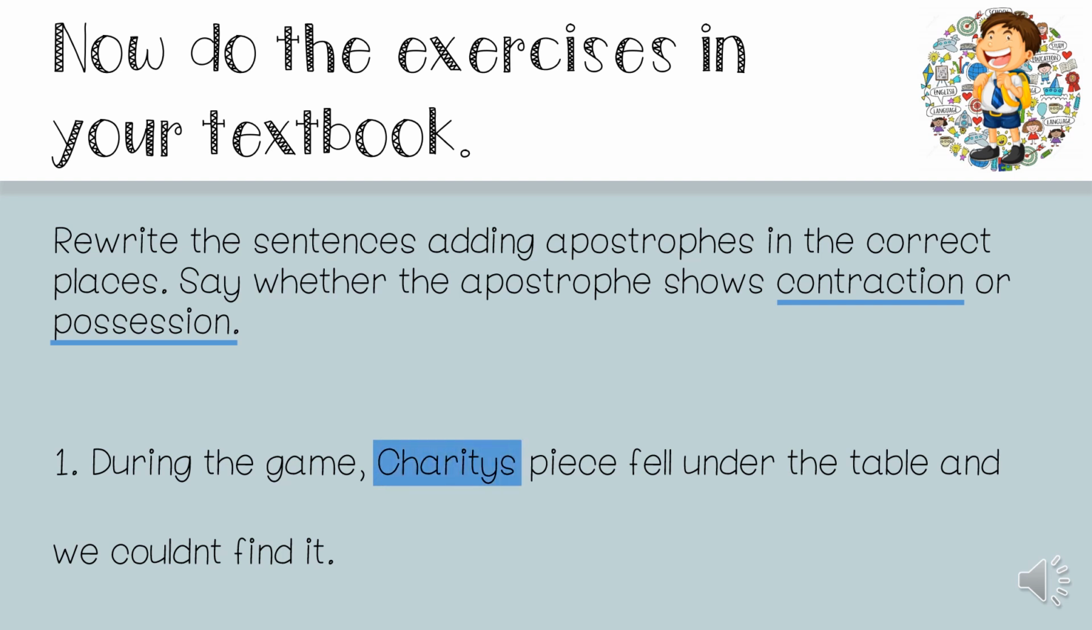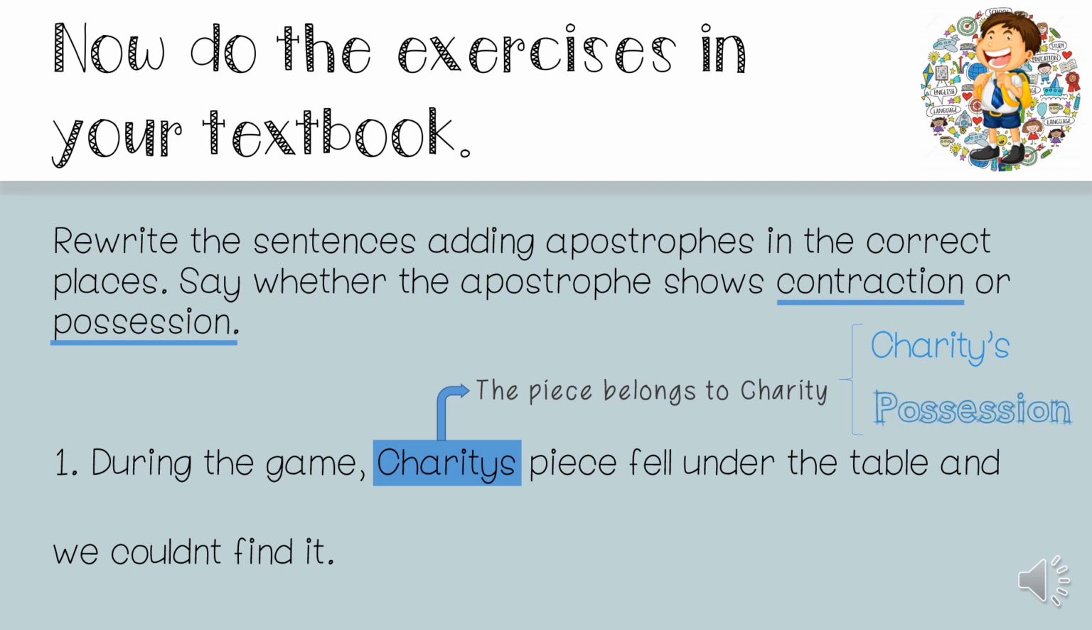The first word, Charity's. Charity shows that the piece belongs to Charity. We can put in the apostrophe just after the word Charity, the girl's name. Charity is one person, doesn't end in an S, so we use apostrophe S. We can see that this piece belongs to Charity, so the use of the apostrophe is possession.